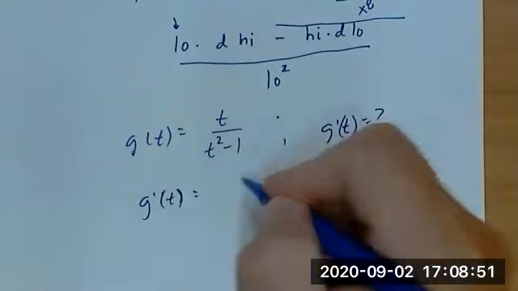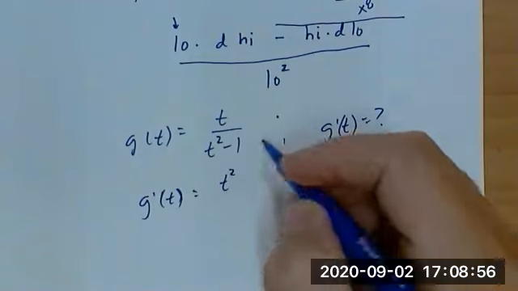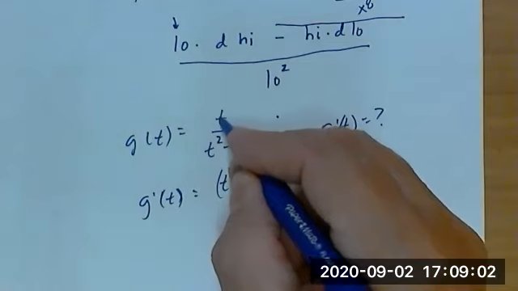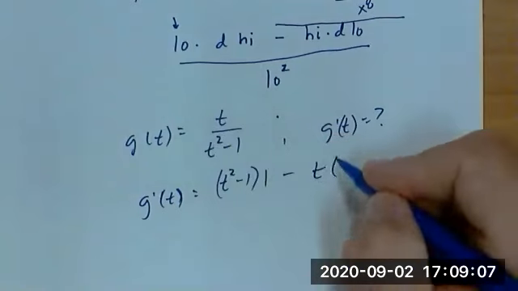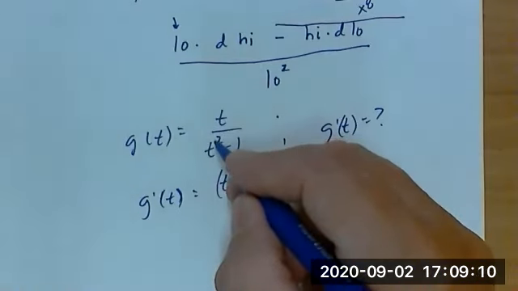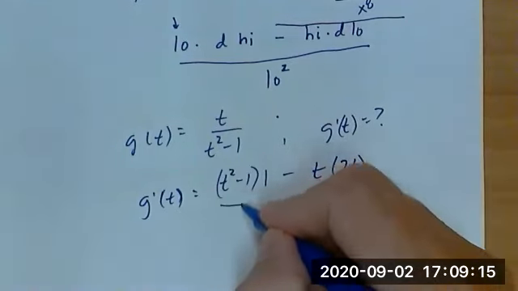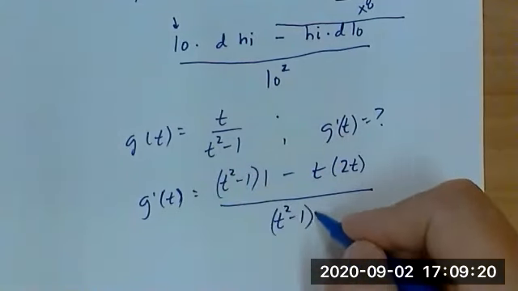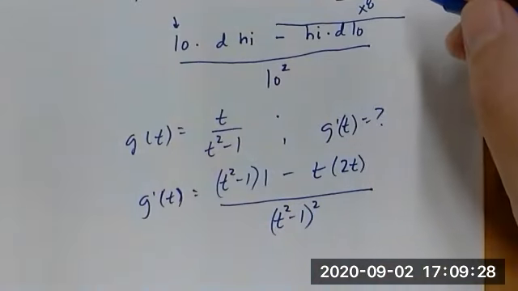The quotient rule. Low d high. Derivative of t is just 1, minus high d low. What's the derivative of t squared minus 1? 2t, over the low squared. And oftentimes when you square this, low is what makes it sort of messy.